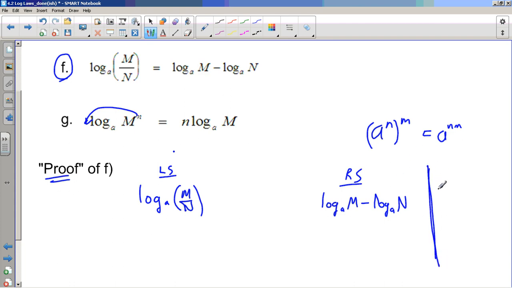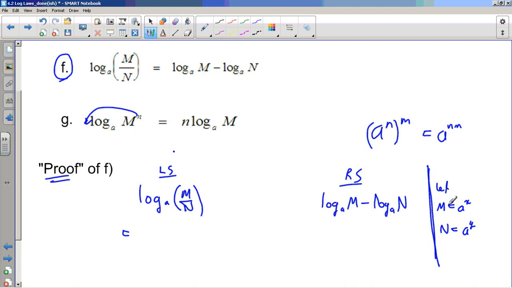So I'm going to say let big M be a to the exponent x, and I don't know what x is. X doesn't appear anywhere here. I'm just saying M is some power of a, and we could figure it out, I suppose, if we were lucky, but we're not going to need to. And N is a to the exponent y. So I'm writing M and N as some powers of a. We don't know. Okay?